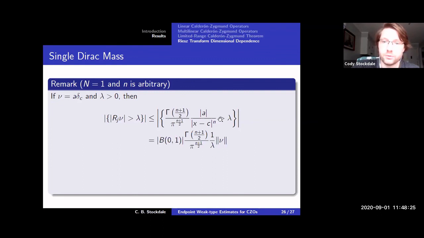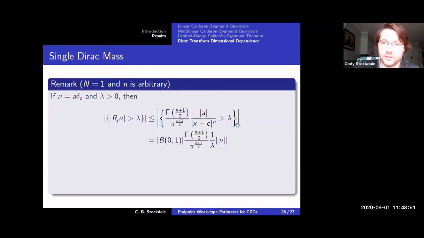Then that's just going to be equal to, because we can rearrange this inequality. And really, this is just the set of x's where if we multiply the x minus c to the n over to the other side, divide by lambda, and take an nth root of both sides, this is just a ball. This is a ball centered at c of radius this gamma function over this pi to the power, absolute value of a over lambda, all to the 1 over n power. So this is a ball.